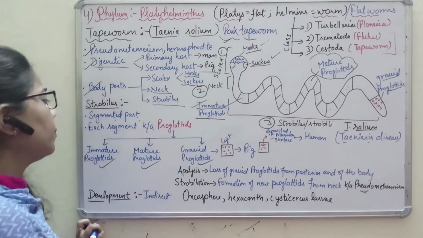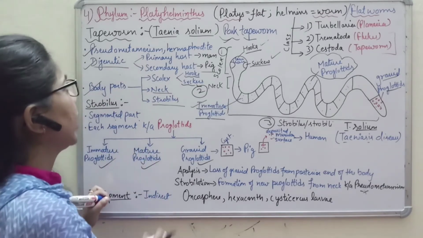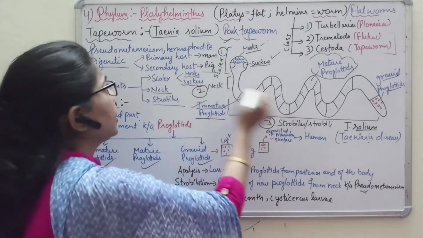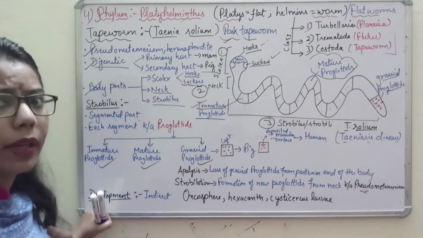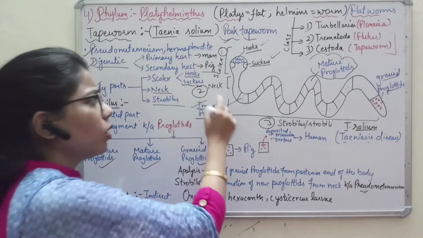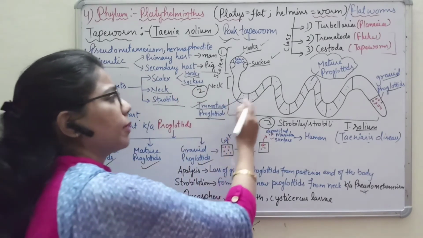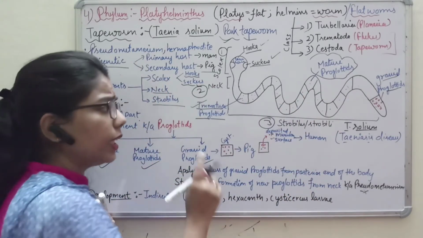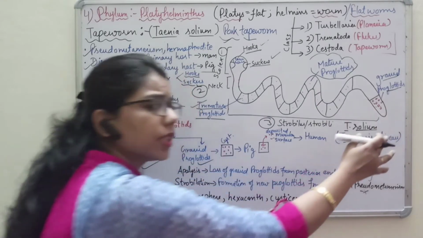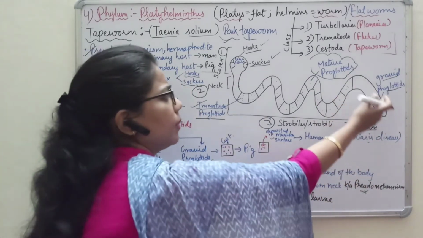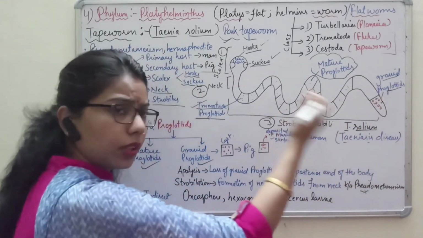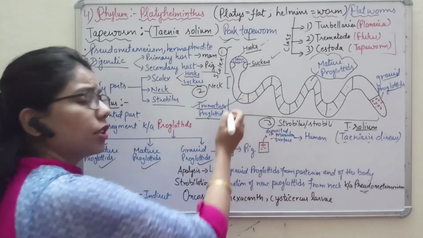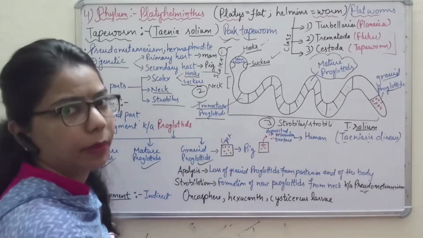Okay, now the question arises that why we are seeing pseudometabolism. अब pseudometabolism क्यों कहते हैं? In case of tapeworm what happens? ये जो segments है ये टूटते रहते हैं. Okay, how they are detaching? These segments will detach from the posterior part. Okay, यहाँ से पुराने segments टूटते हैं और from the neck region it will form the new segments.